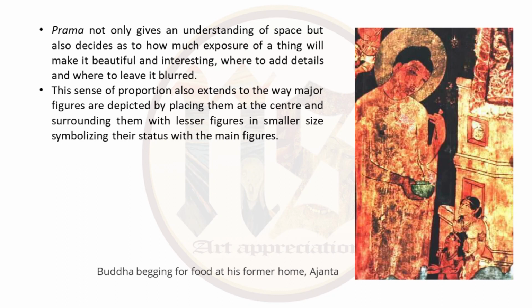Here in this case on the right there is an image from Ajanta. Here Buddha looks much larger than his own family, that is his wife and son. Here the artist has taken the liberty to make the image larger. Why is it so? Because he is Buddha, he is the enlightened being, he is above the mundane people who are running after materialistic things. So this is a unique sense of proportion or Praman used by Indian artists.